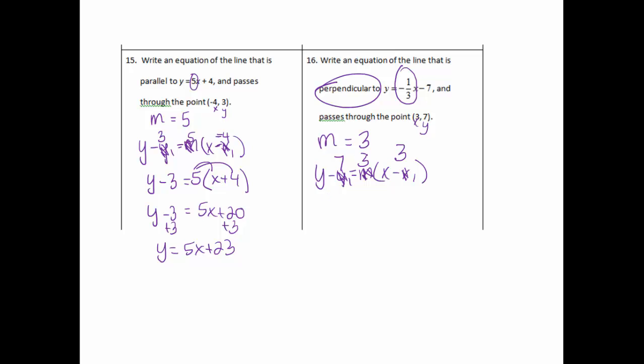So then from here, I'm going to have y minus 7 equals 3 times x minus 3. I'm going to distribute to get rid of my parentheses. y minus 7 equals 3x minus 9. And then I'm going to add 7 to both sides. I'm going to get y equals 3x minus 2. So that would be the equation of my perpendicular line.